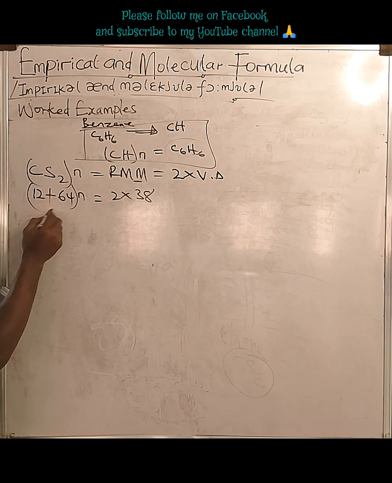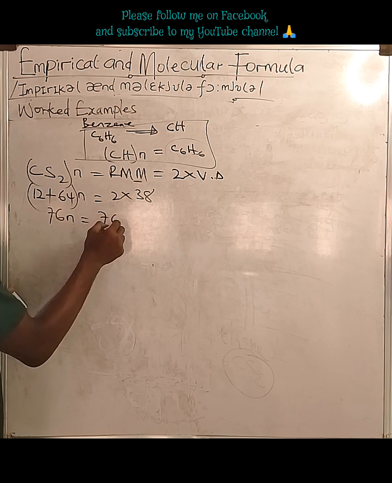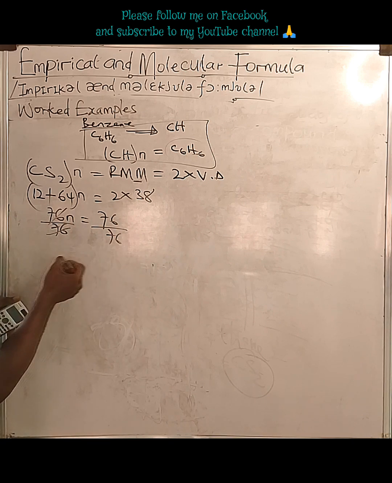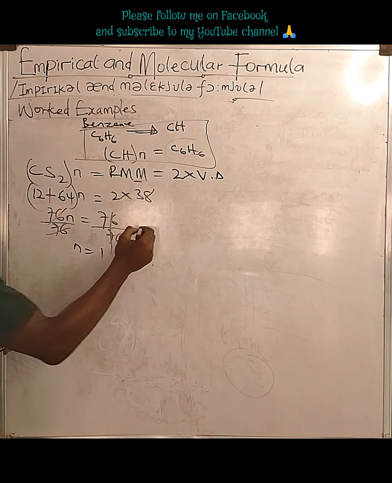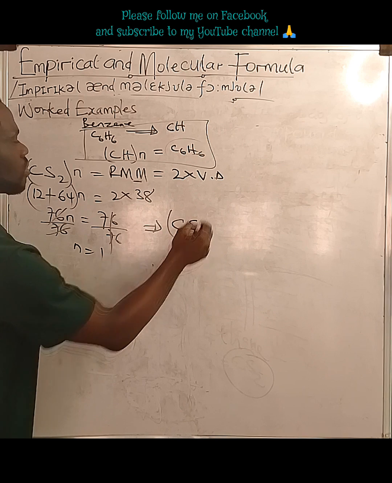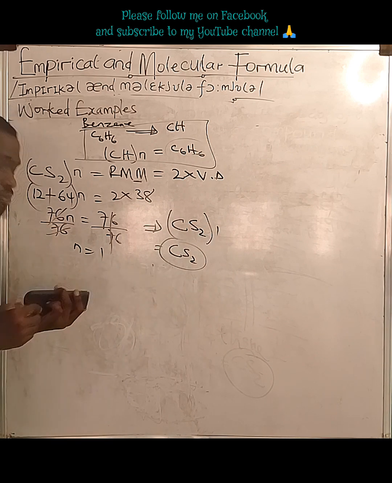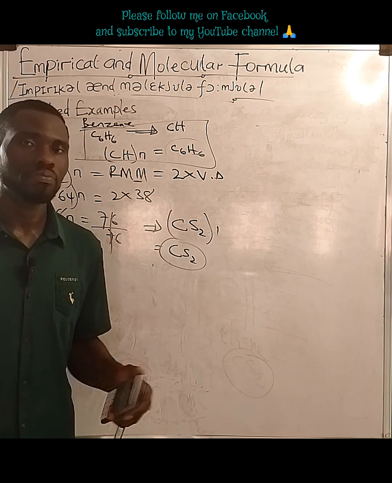12 plus 64 will give us 76, and that equals 76n. Divide both sides by 76. What do we have? Our n is 1. So the molecular formula is CS2 times 1, which is taken as CS2. So we have the same molecular formula as the empirical formula, as simple as that.